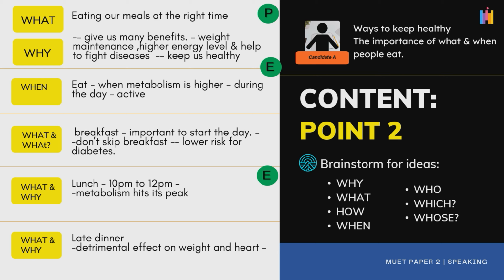So in short, by asking questions using the WH questions, you'll be able to generate ideas. Now, of course, it is not as easy as you can think of, but I believe that practice makes perfect.